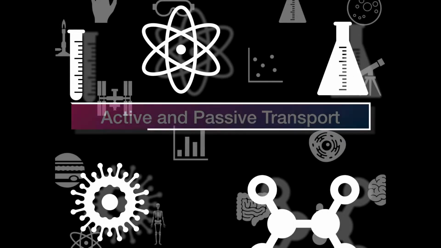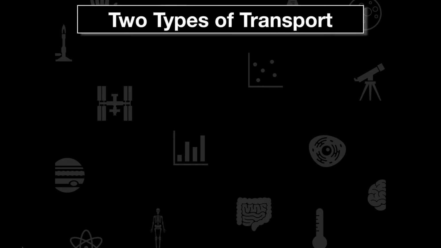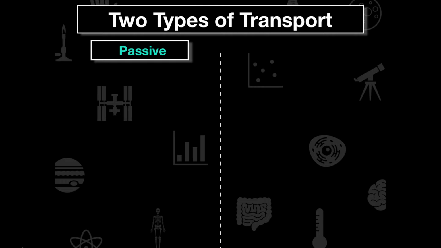All right, ladies and gentlemen, this is going to be the next video on active and passive transport. So let's get started on this next video. There are two types of transport that we need to be thinking about. We have passive transport, and then we're also going to have active transport.